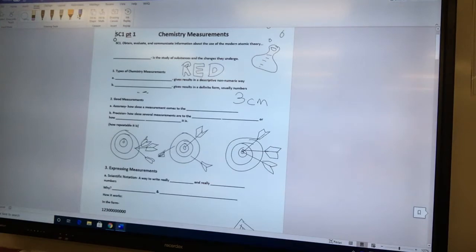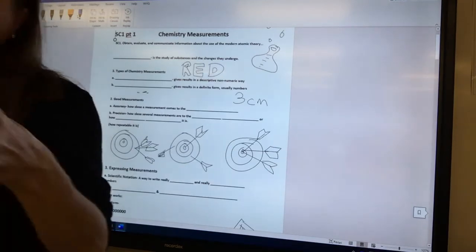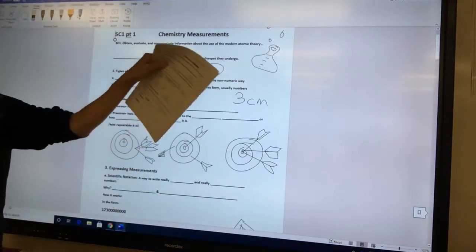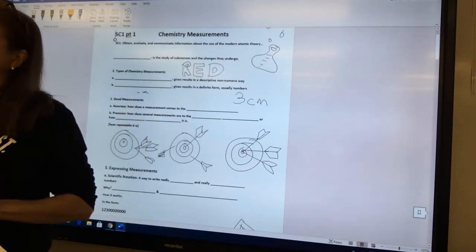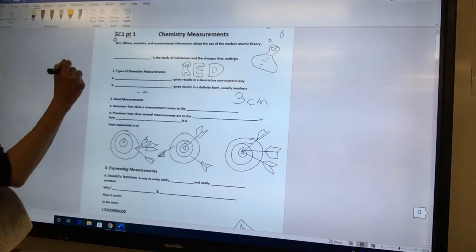Okay, all right, so let's get started. What is the study of substances and the changes they undergo? What do you think that definition is? Chemistry. Chemistry is what it's all about.